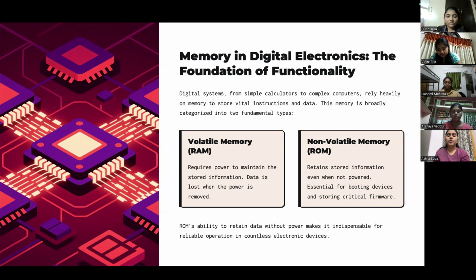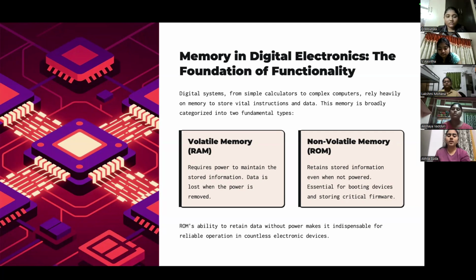Here we can see memory in digital electronics, the foundation of functionality. Memory is a part of an electronic system used to store data and instructions. Without memory, a computer or digital device cannot start, run programs, or remember anything. There are two main types of memory: volatile memory and non-volatile memory.